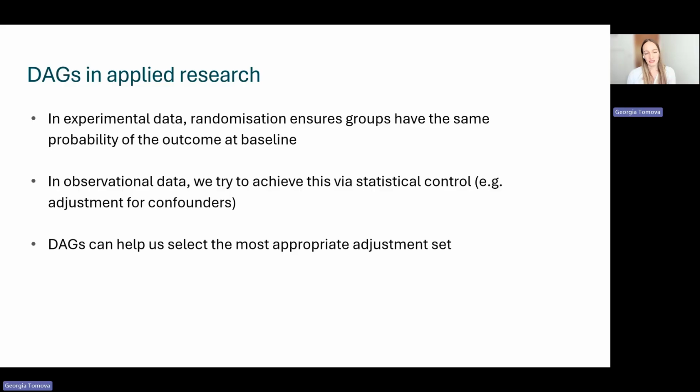Obviously, in observational data, this is not the case because we don't generally analyze exposures that have been randomized, but we still want to make these groups comparable. And one way to try and do this is to achieve this via statistical control, for example, by adjusting for confounders, by adding them as covariates in a regression model. And what DAGs help us with is to select the most appropriate set of these covariates to control for, and also avoid variables that we shouldn't be controlling for. So in practice, this is how DAGs are most commonly used for applied research.